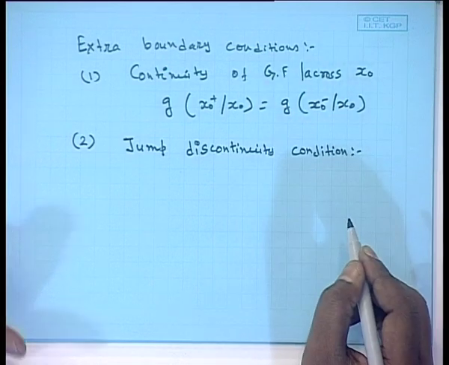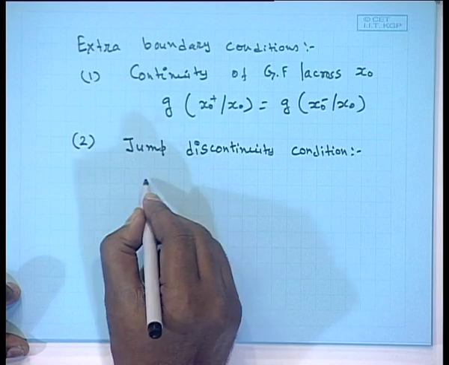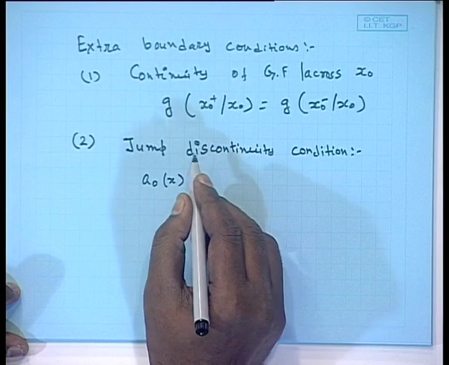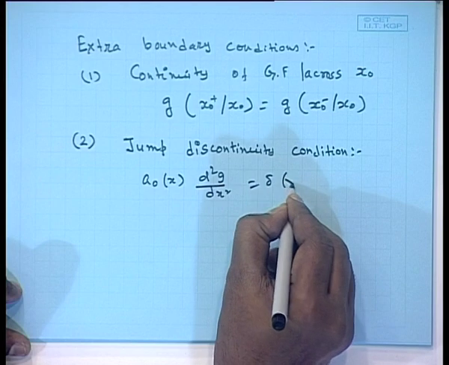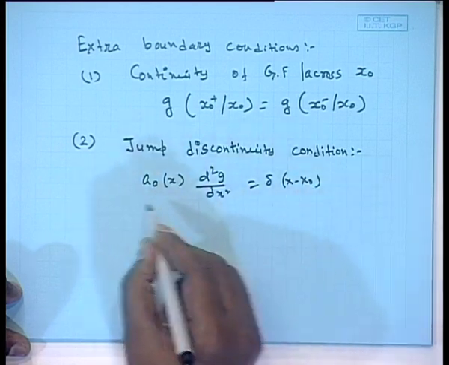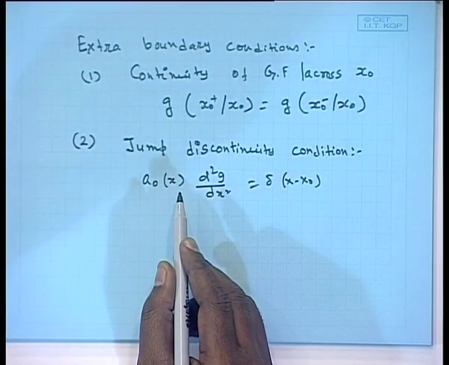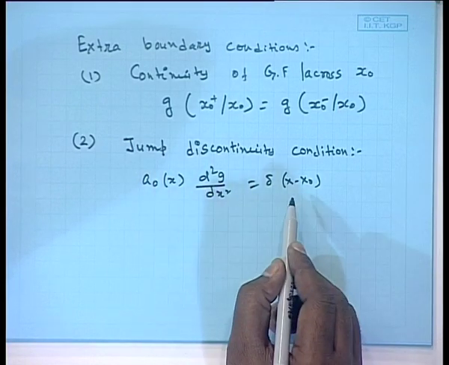Across x naught, because basically across x naught its value changes, right. So, there will be a distinct jump or discontinuity at that particular location. That means this will be relating the derivative of Green's function. Suppose your operator is a0 x d square g dx square equal to delta x minus x naught. In the problem that we are looking into, a0 x is equal to 1, because in our problem it is d square g dx square equal to delta x minus x naught.